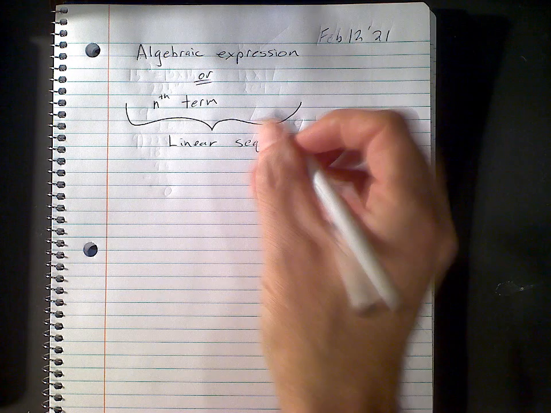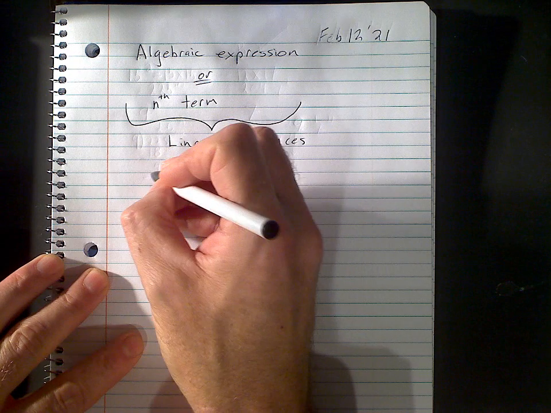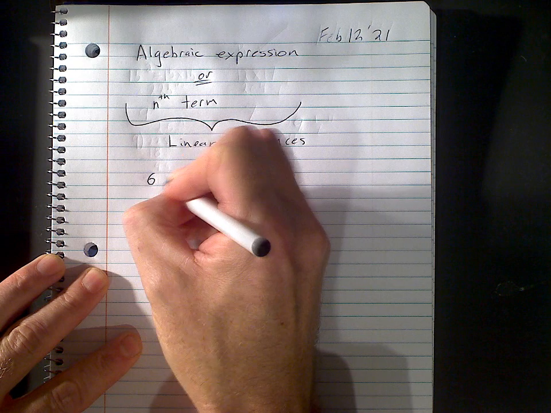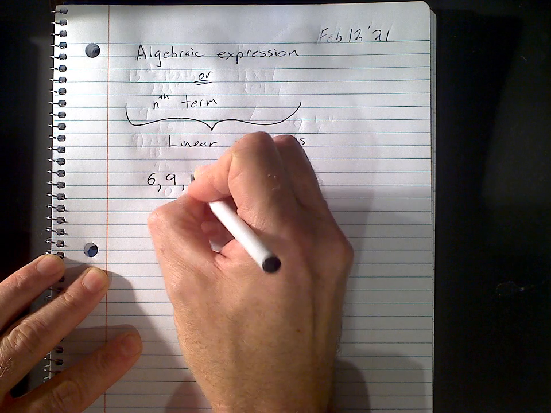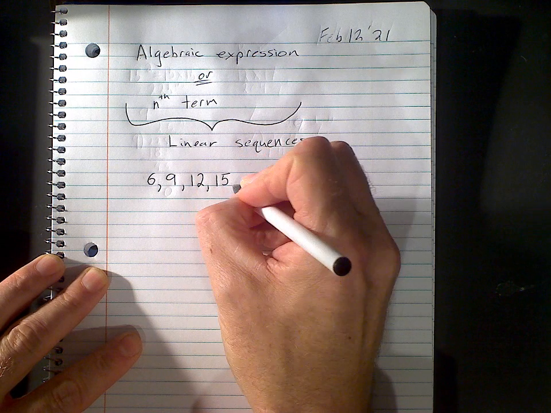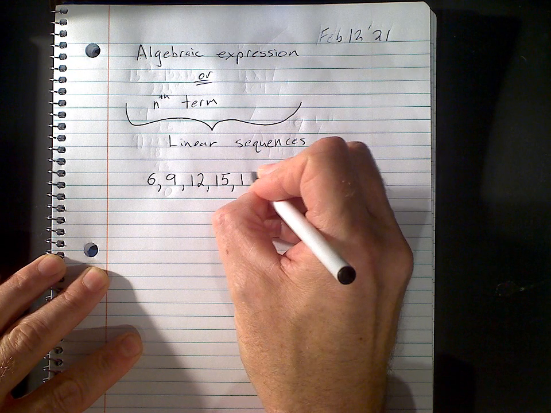All right. So let's make a linear sequence. Let's go nice and simple. 6, 9, 12, 15, carry the 1, 18. Just kidding. That's fire enough.